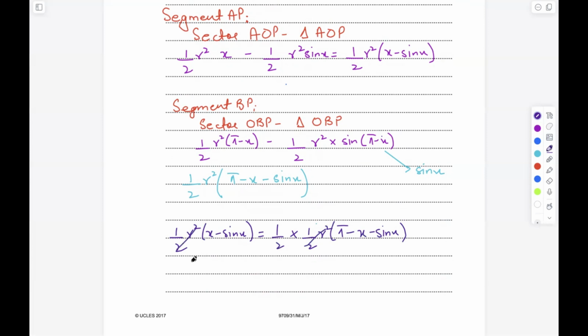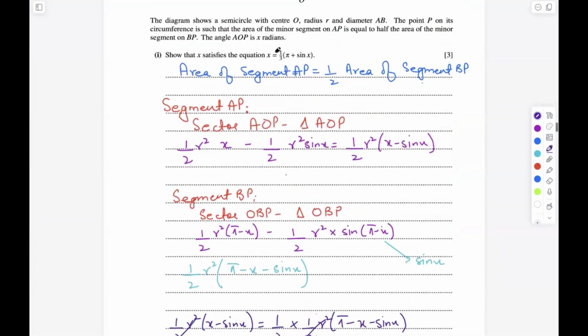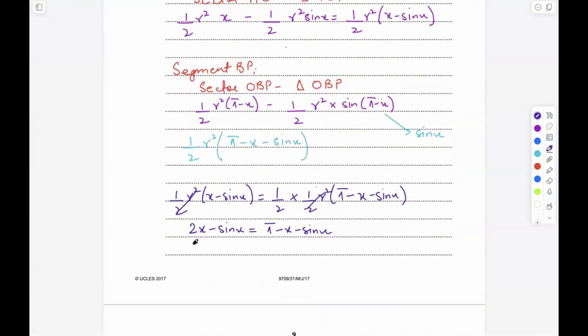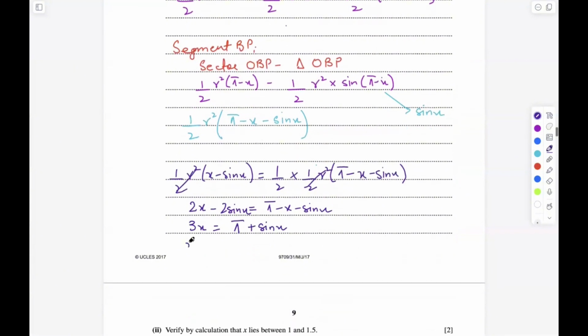You can cross multiply this 2, so this will become 2 into x minus sine x is equal to pi minus x minus sine x. And simplifying, as we have to make x the subject, bringing x on this side, this will become 3x. Then you multiply by 2, so this should have been a 2 sine x over here, so this will become 2x minus 2 sine x. Now taking the minus 2 sine x on the other side, minus sine x plus 2 sine x will become positive sine x, so we'll get plus sine x over here. And finally making x the subject, dividing by 3 on the right hand side, we'll get x is equal to 1/3 into pi plus sine of x.